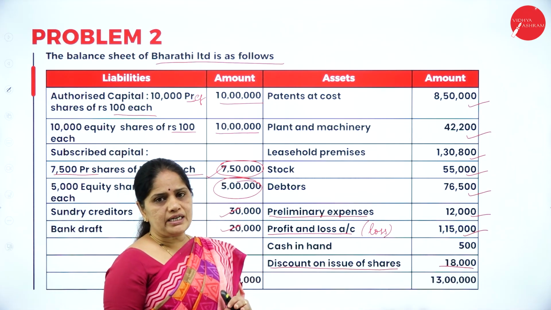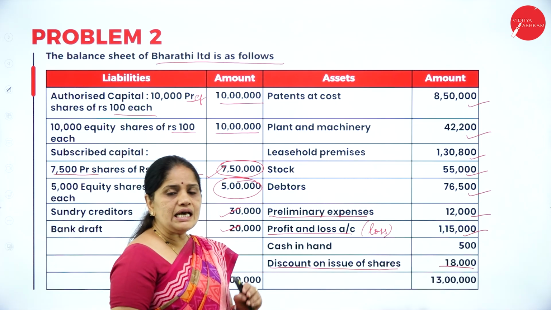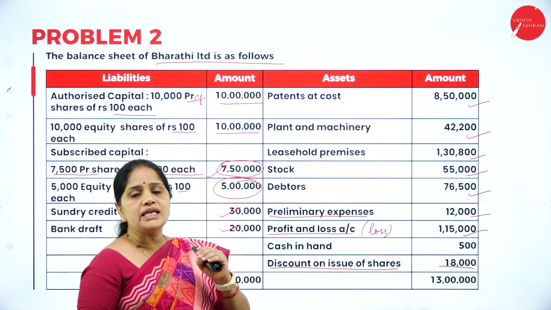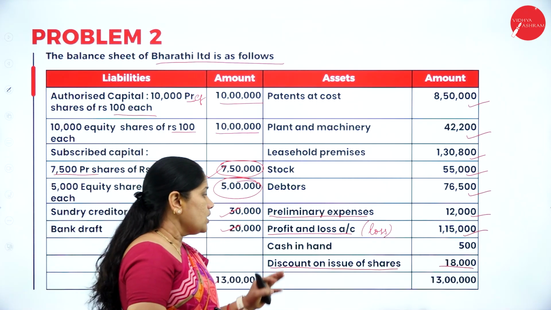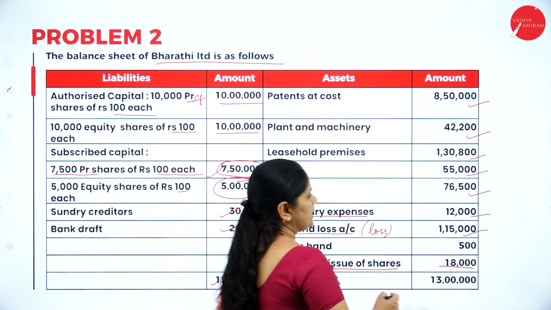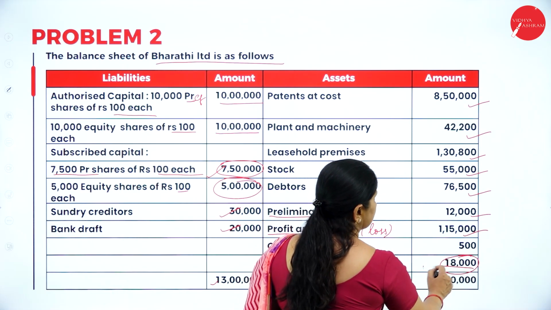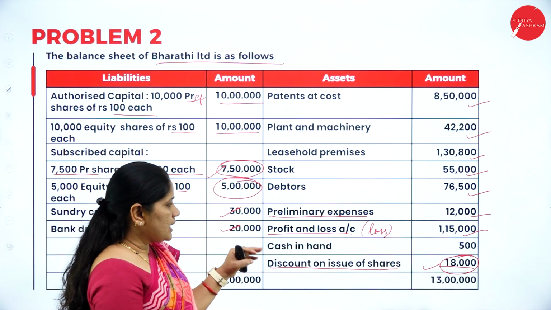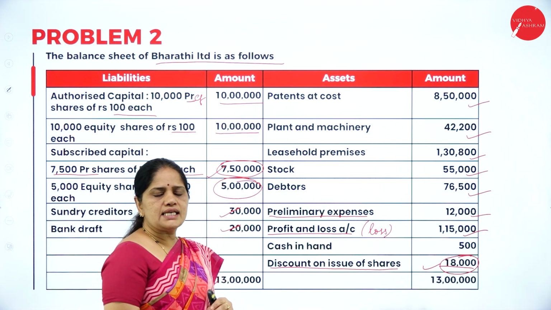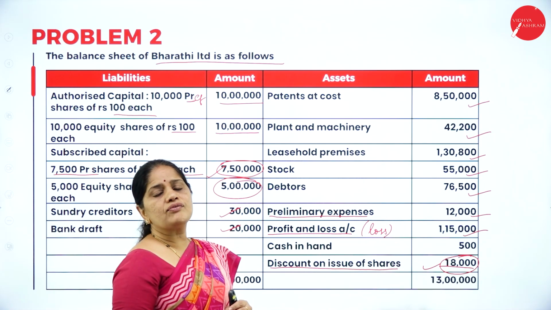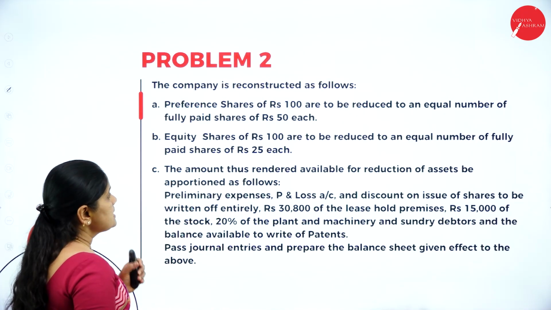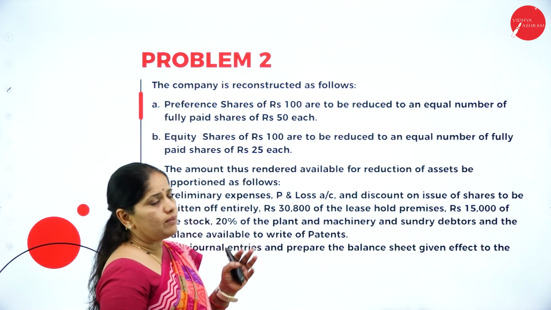Next we have discount on issue of shares. I have already explained to you, discount on issue is a loss to the company which is incurred because of the issue of shares at a discount. So they have issued shares at a discount of 18,000. So this is a loss to the company. These are the various fictitious assets which have to be taken care of whenever there is a capital reduction. Now let us see what the next part of the problem tells us.